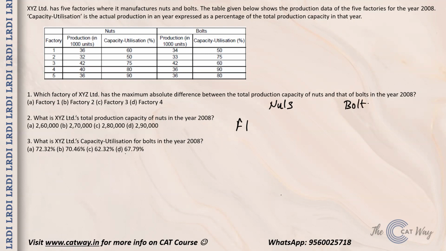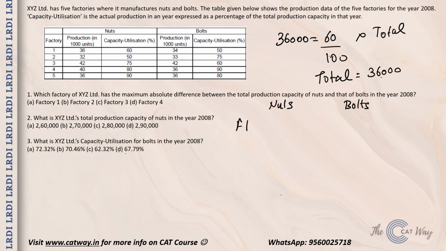What we know is that 36,000 is 60% of the total. Now the "of" is gone, the percentage is gone, so to calculate the total, all you have to do is 36,000 divided by 60 into 100. You can directly remove the 1,000 because you can consider it afterwards. So currently all that you are required to do is this.